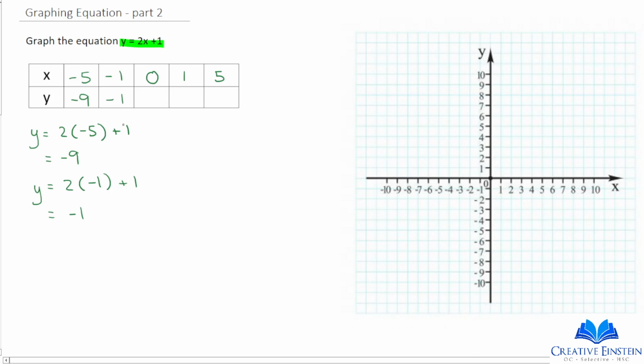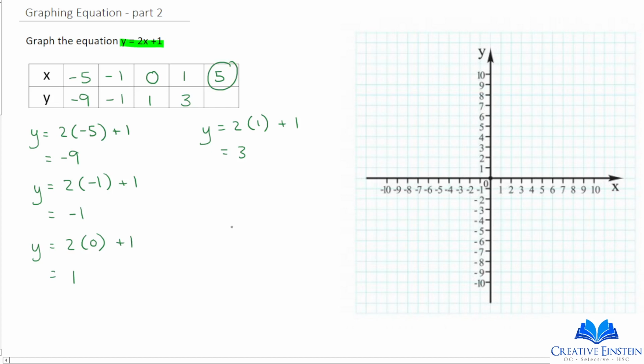Now we're up to 0. So when x equals 0, y equals 2 times 0 plus 1. 2 times 0 is 0, plus 1 is 1. So x equals 0, y equals 1. Now we're looking at x equals 1. So y equals 2 times 1 plus 1. 2 times 1 is 2, plus 1 is 3. So when x equals 1, y equals 3.